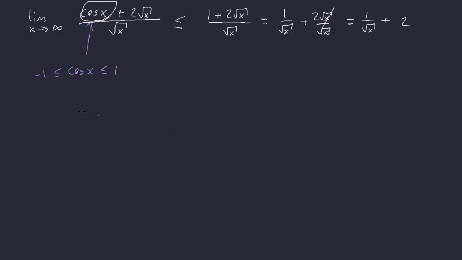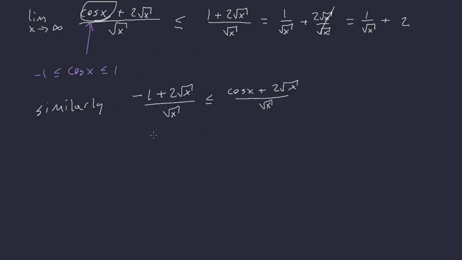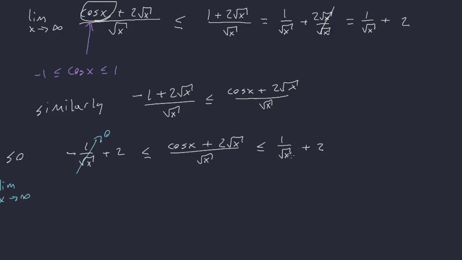All right, similarly, I know that cosine x is greater than or equal to negative 1. So we can set up the same exact work here that we did here, except we'll have a minus. So the function that we're looking at is trapped between negative 1 over square root of x plus 2 and 1 over square root of x plus 2. So if we're taking a limit as x goes to infinity, this is going to go to 0. This is going to go to 0. So we can say that the limit of this thing goes to 2.